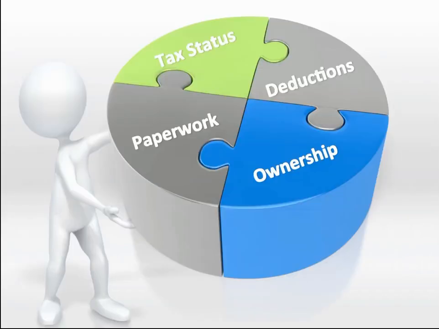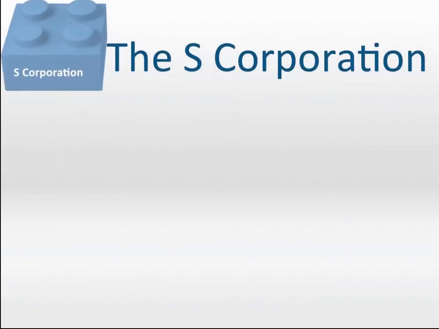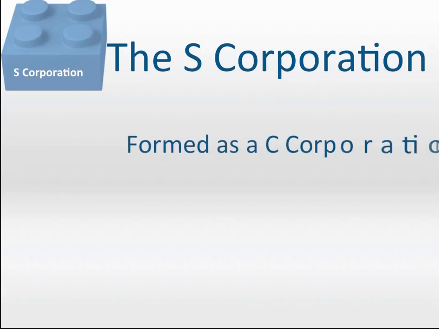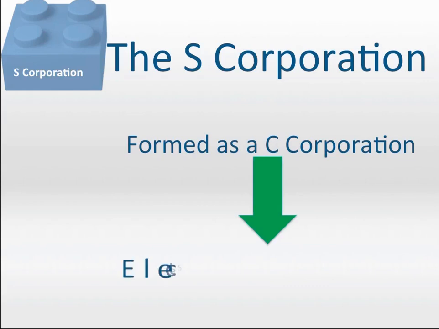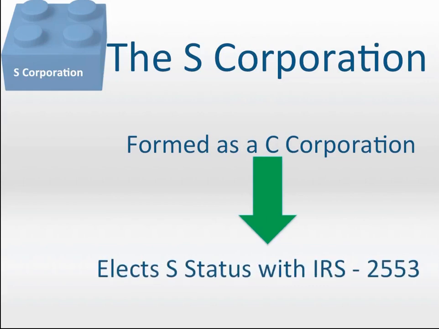So let's take a closer look at each of the three types of entities: the S corporation, C corporation, and LLC. We'll start with the S corporation. S corporations get their name from a unique section of the Internal Revenue Service Code. S corporations are formed as C corporations, and then you must file a form called a 2553 with the IRS to elect to be taxed with S status.